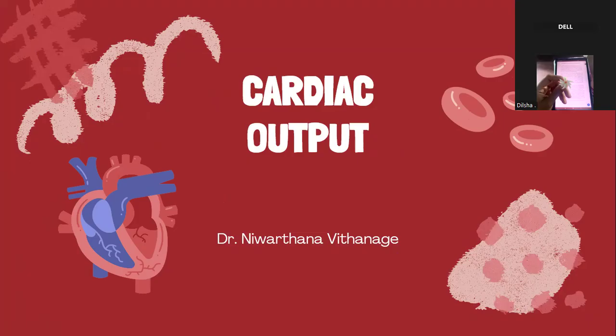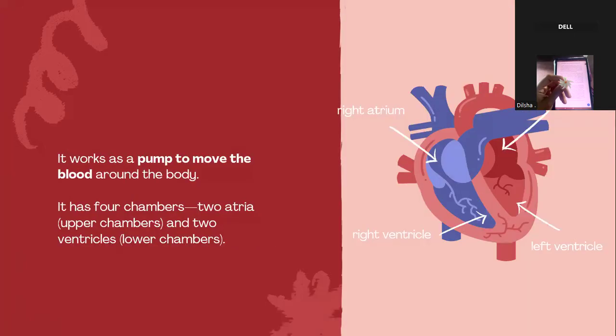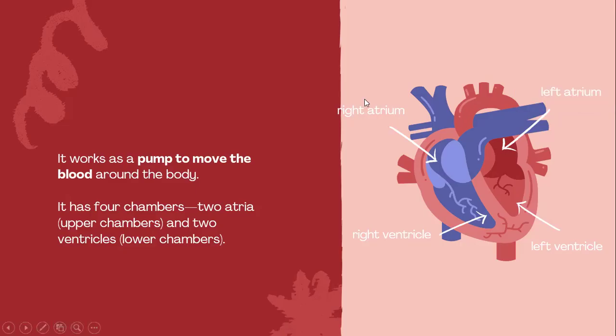Hi guys, today our session is about cardiac output. In the previous session we talked about the cardiac cycle, where we learned how the heart works as a pump to move blood around the body. I told you that the heart has four chambers: two atria, the upper two chambers, and two ventricles, the lower chambers.